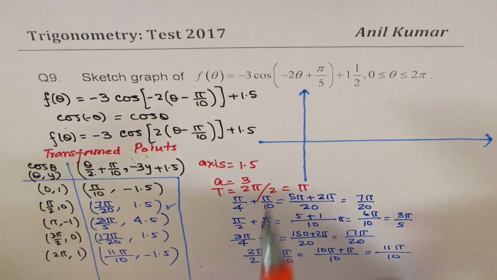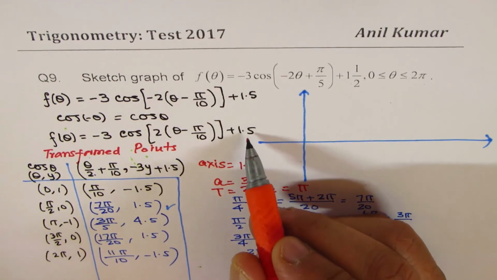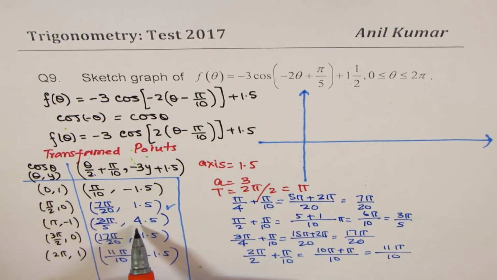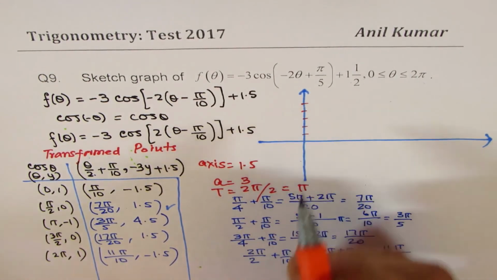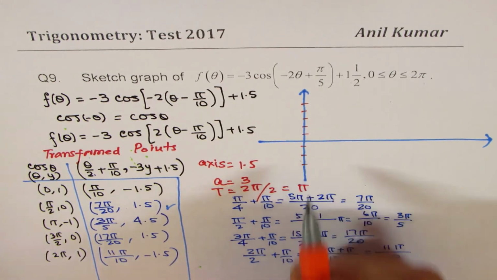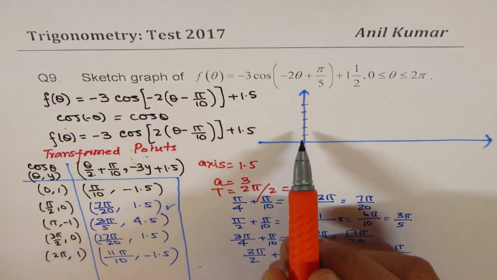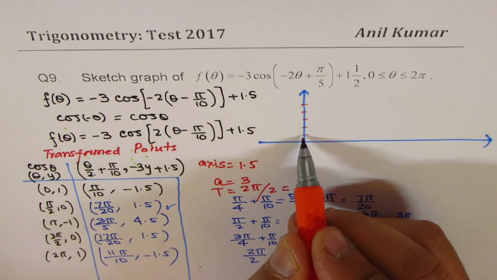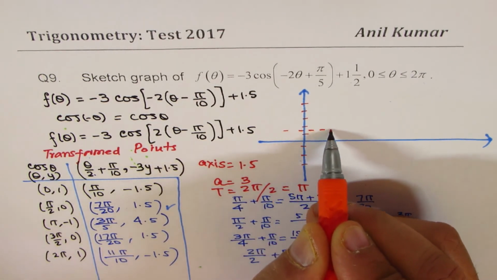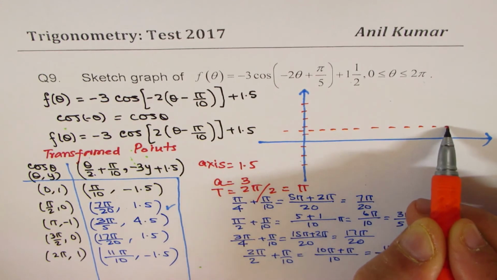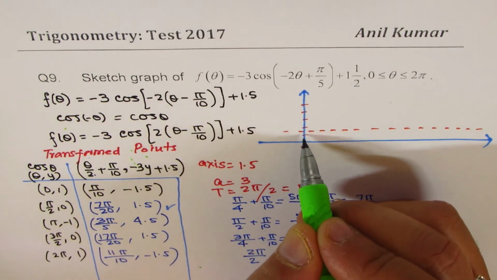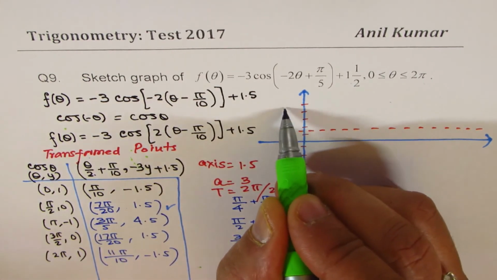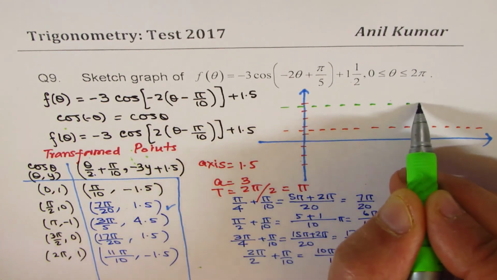Okay, so we normally begin with the axis which is at 1.5. We also saw the maximum value is 4.5. So let's say this is 1, 2, 3, 4, 5, minus 1, minus 2, minus 3. Okay, so we'll draw a dotted line for the axis at 1.5. Perfect. Now, the maximum value is 3 more. So from here, 1, 2, 3, 4, 4.5, 3 more. Right? This is your maximum value.